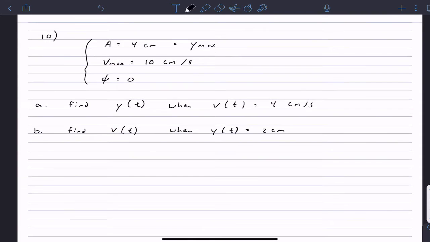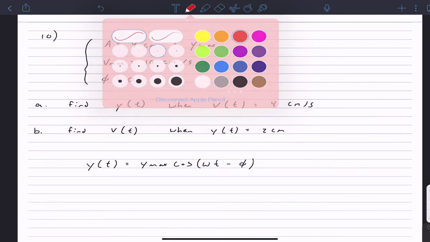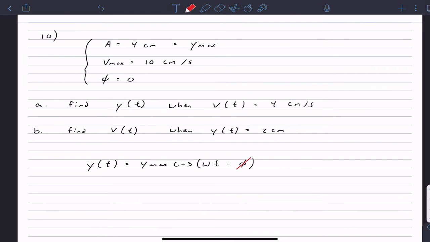Okay, since our initial phase is 0, this is going to make some things a little bit easier. Our general form is y = y max cosine of omega t minus phi, and phi is 0. We already know what y of 0 is. It's y max, so y of 0 is equal to y max, which is 4 centimeters. That's useful information.